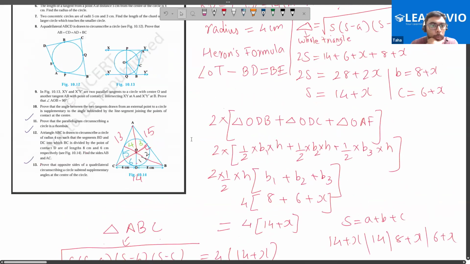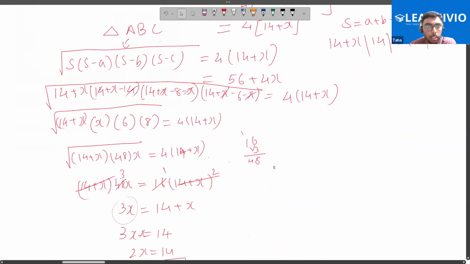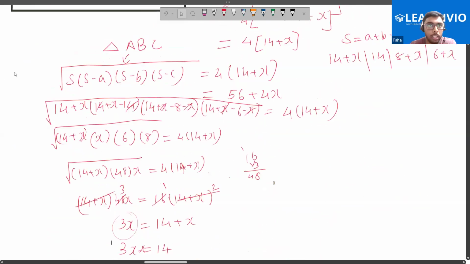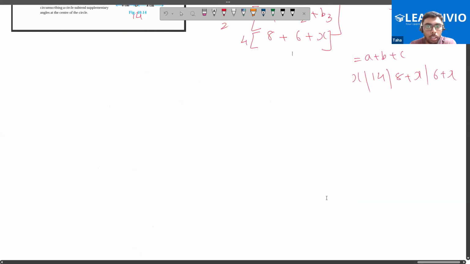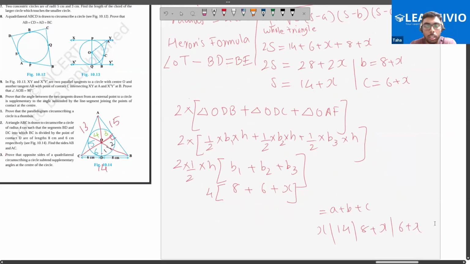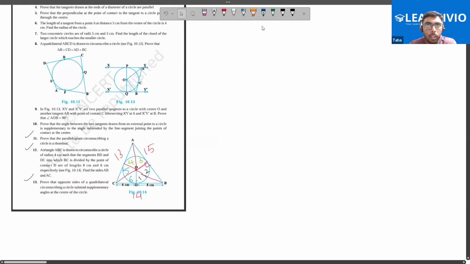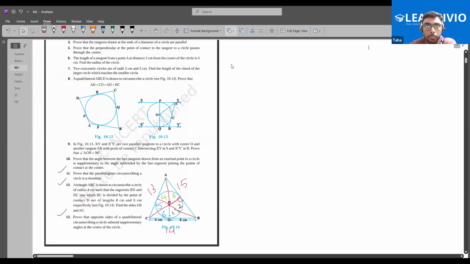Let's prove that opposite sides of a quadrilateral circumscribing a circle subtend supplementary angles at the center. Let's take this question. Hopefully we will be able to cover it in the next 10 minutes. Okay, let's take a circle. So we have a circle with us, and opposite sides of a quadrilateral circumscribing a circle subtend supplementary angles.